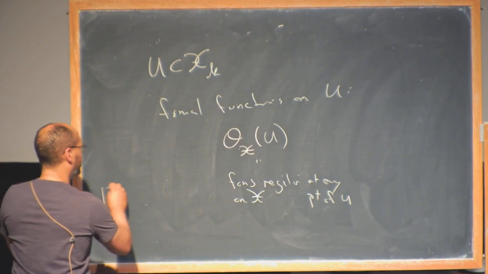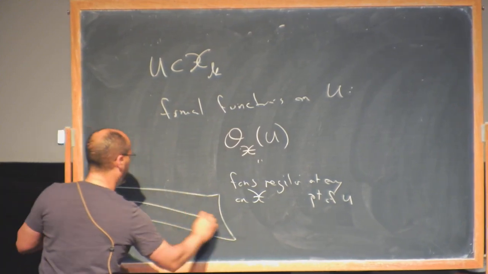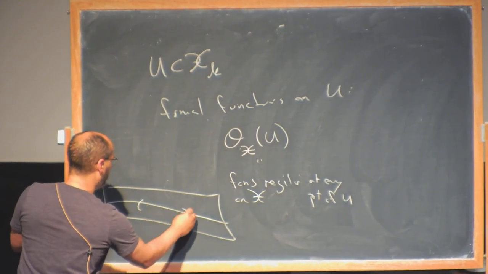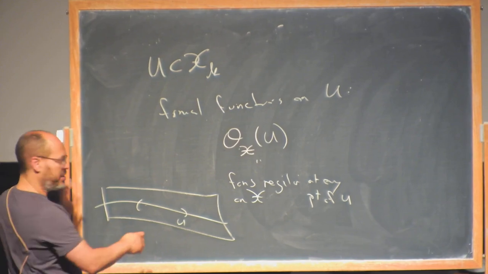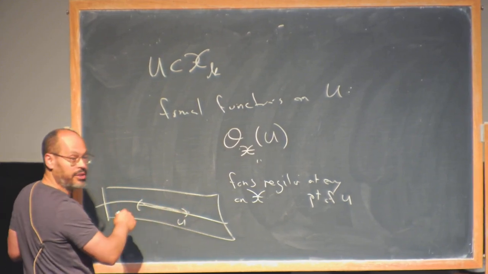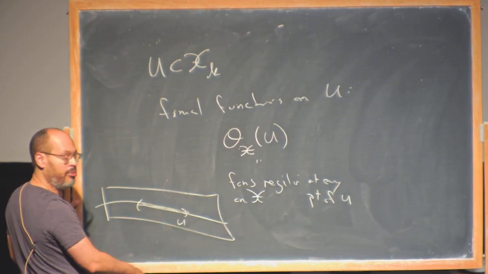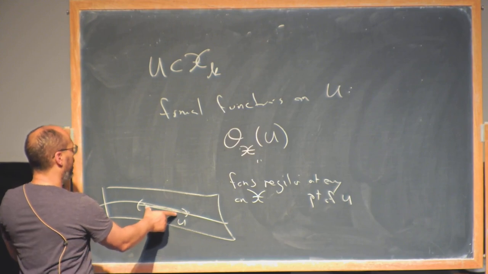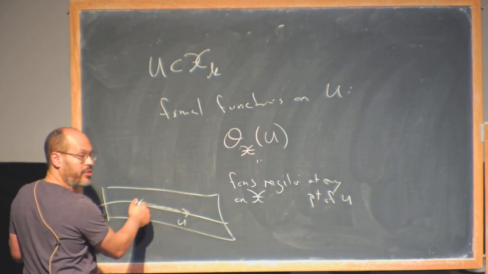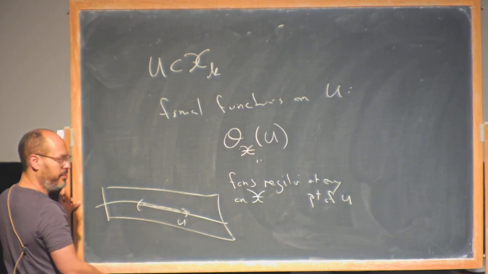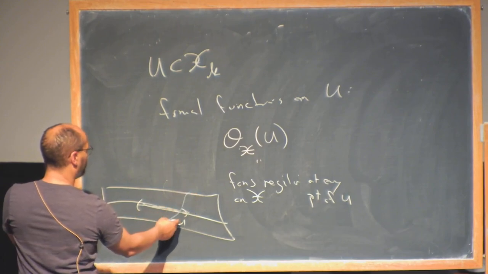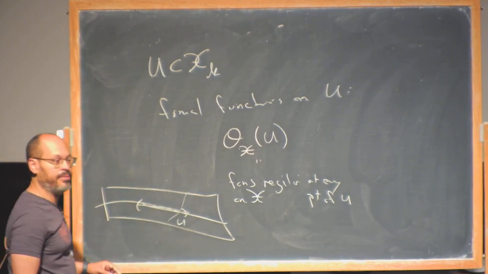So let me just draw a picture so that it's not too confusing. So U is actually just sitting in the closed fiber. It's not like a global open set. But we look at functions that are regular at every point over here. So they can't have poles along something that passes through that, for example.